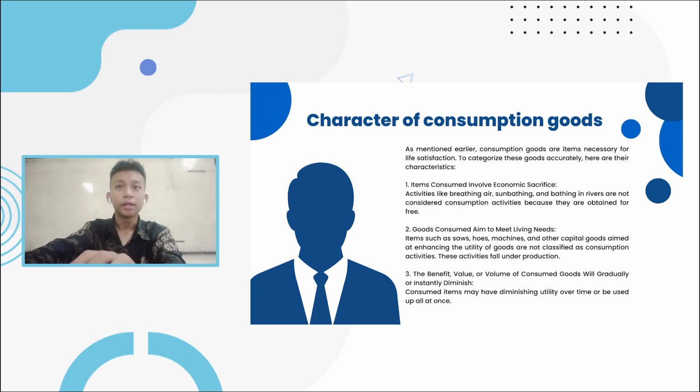Second, goods consumed aim to meet living needs. Items such as saws, hoes, machines, and other capital goods aimed at enhancing the utility of goods are not classified as consumption activities. These activities fall under production. Third, the benefit, value, or volume of consumed goods will gradually or instantly diminish. Consumed items may have diminishing utility over time or be used up all at once.